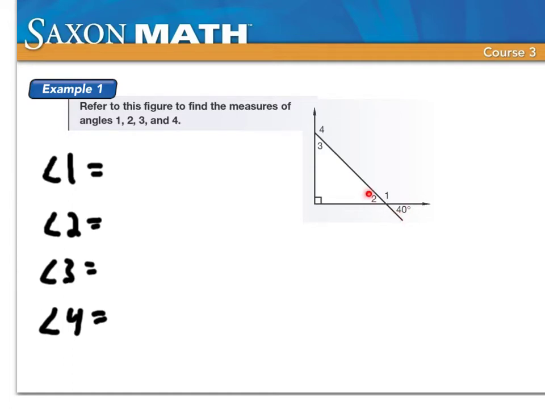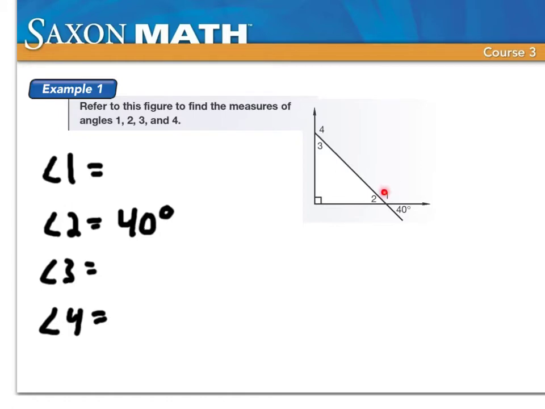Do you remember what kinds of angles angle 2 and this 40 degree angle are called? Those are opposite angles, or vertical angles. Okay, they're across from each other, and we know that those have to be equal to each other. So angle 2 has to be 40 degrees, because it's across from the 40 degree angle.